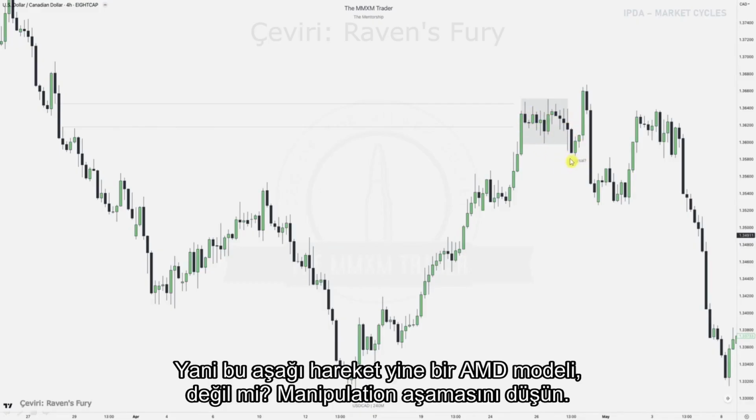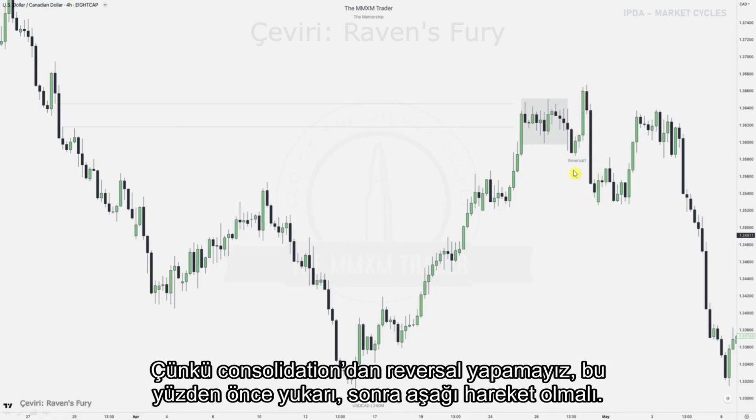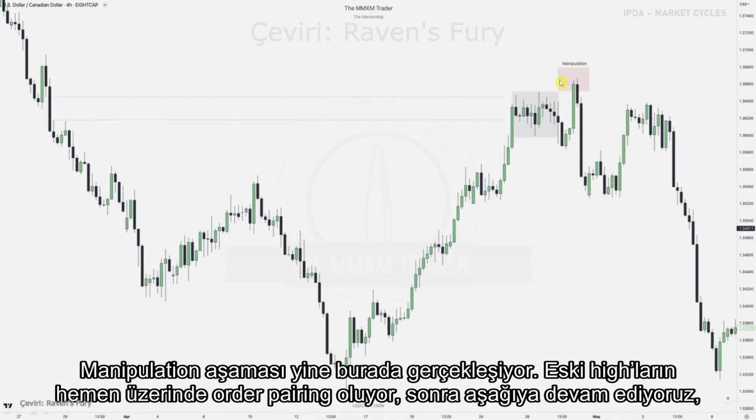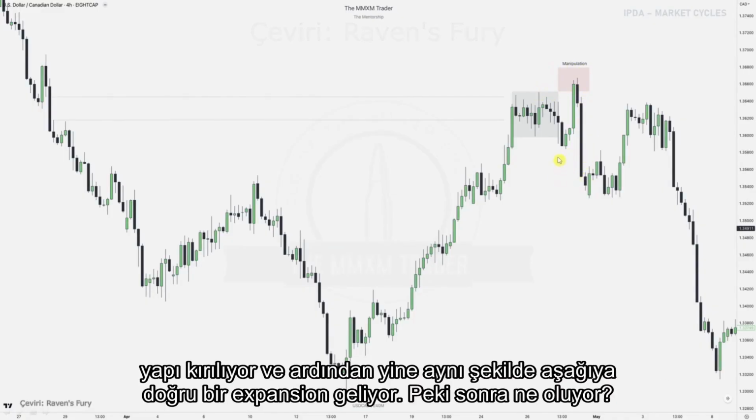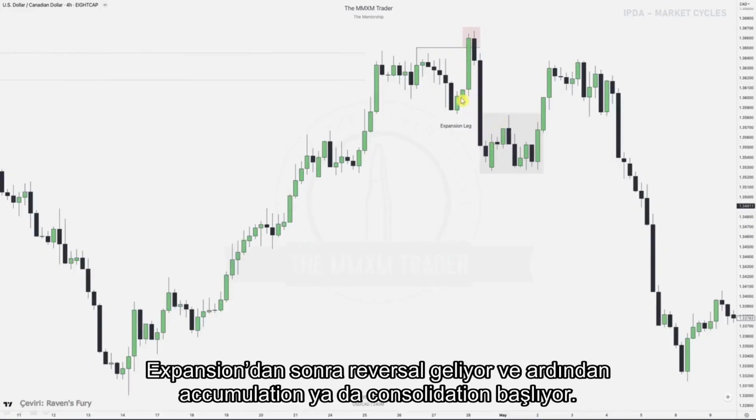Think about that manipulation phase. We need to trade higher before we can trade lower because we cannot reverse from this consolidation. Manipulation phase happens up here. Again, order pairing, right, above old highs, continuing down lower, breaking structure, and then we get that same expansion leg lower. And then what happens again? After we have an expansion into a reversal, and then we start to accumulate or consolidate.